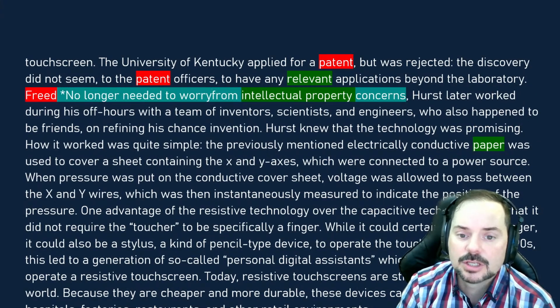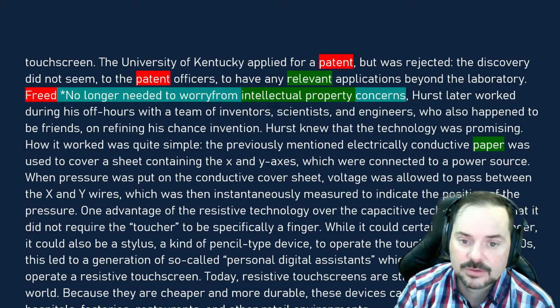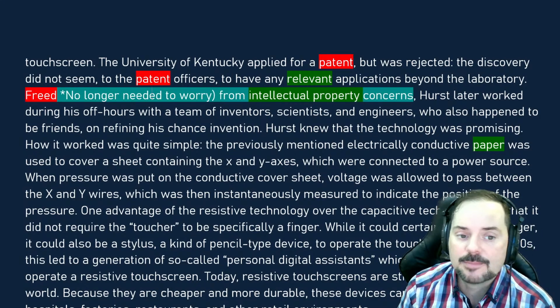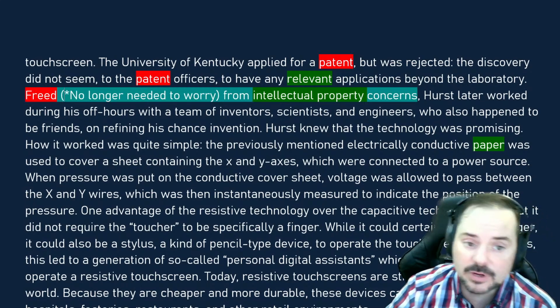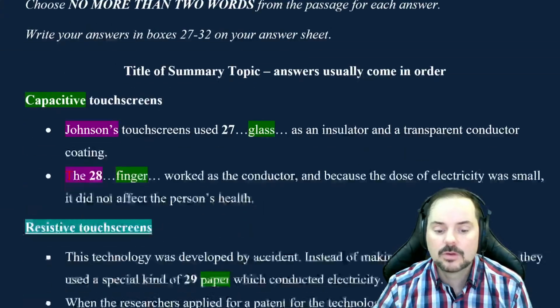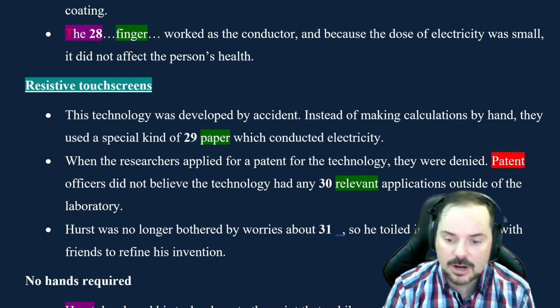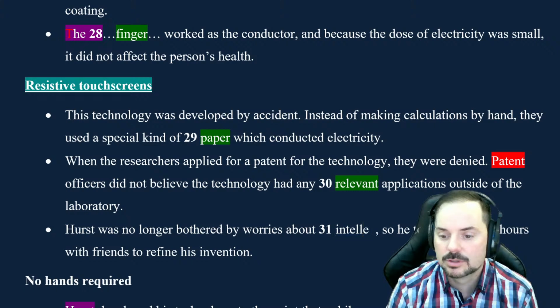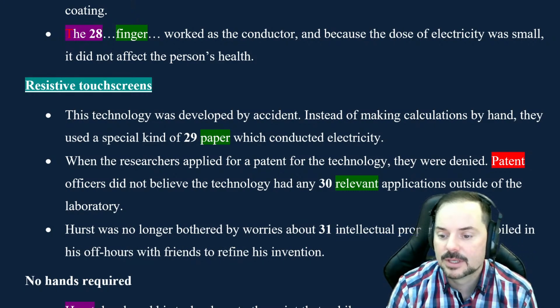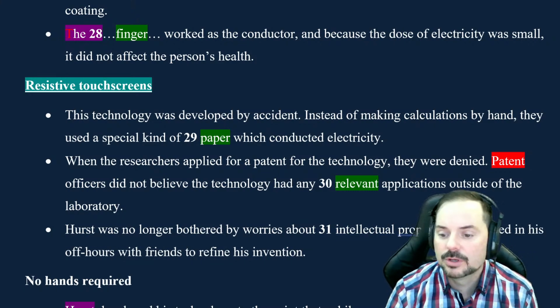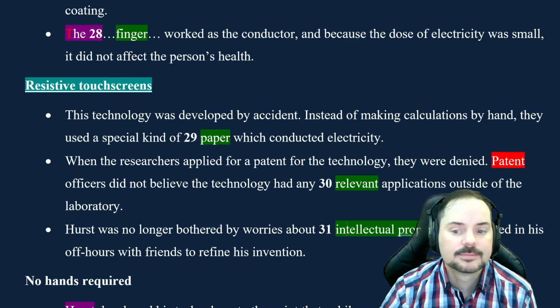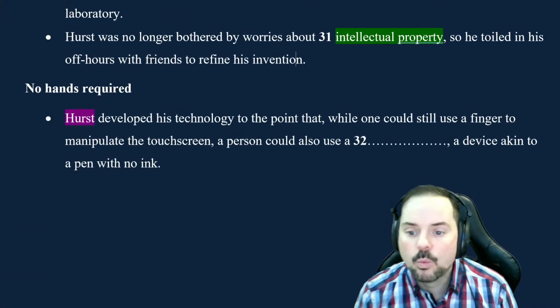Okay, so pay attention to the paraphrasing. That's how IELTS works, is they paraphrase the information. So you don't find no longer needed to worry, but you find the word freed instead. Okay, so Hurst no longer bothered by intellectual property concerns or worried about intellectual property. So he toiled in his off hours with friends to refine his invention. All right.